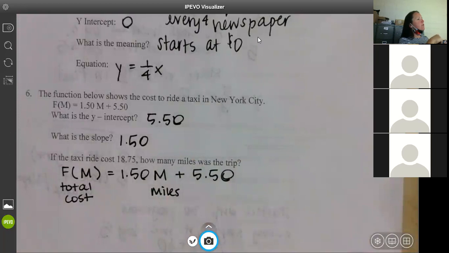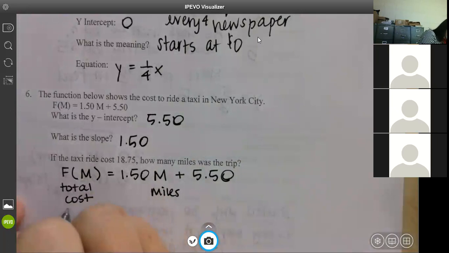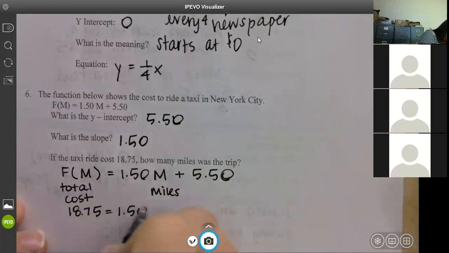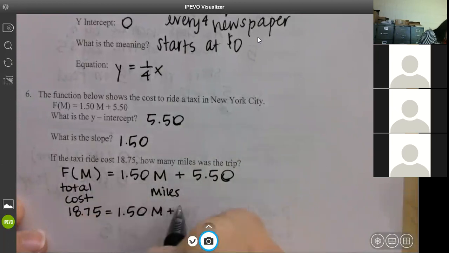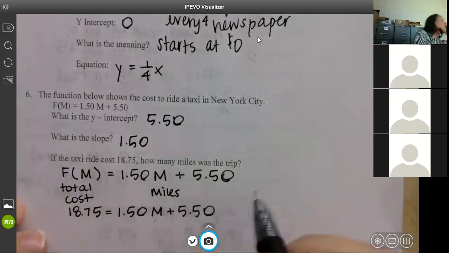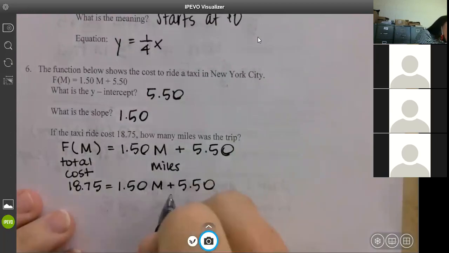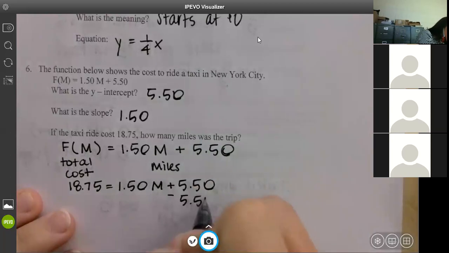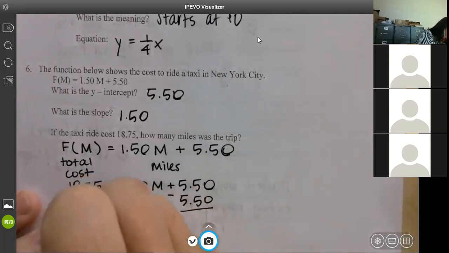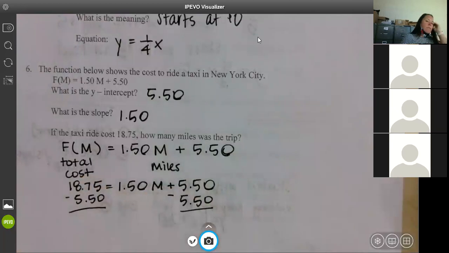We're going to plug that in for the total cost, and then we're going to solve it like we've been doing since the beginning of the year. So our total cost was $18.75 equals 1.50M plus 5.50. Going way back, what are we solving for? What's on the same side? Somebody else, but not with it. Yep, so I'm going to get rid of it by subtracting it. $18.75 minus 5.50.